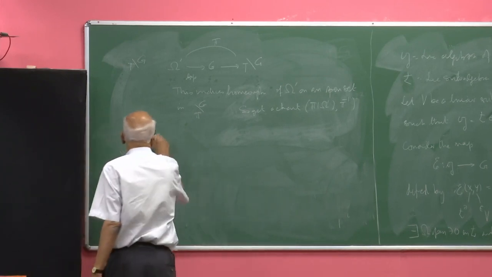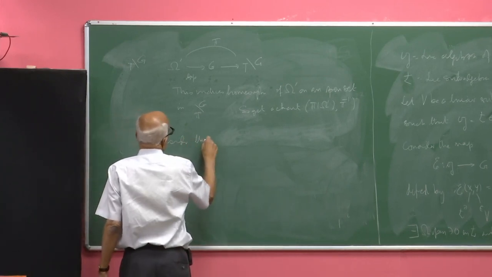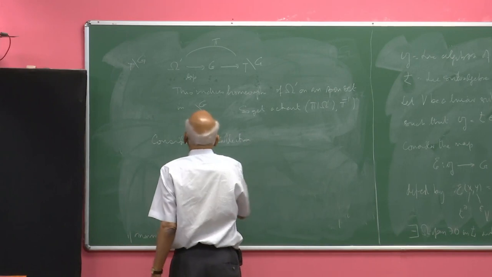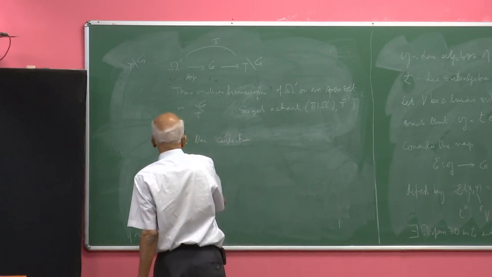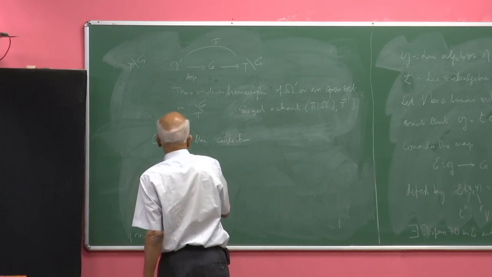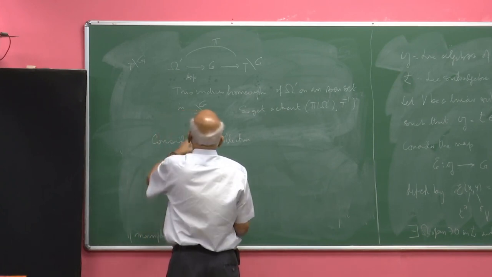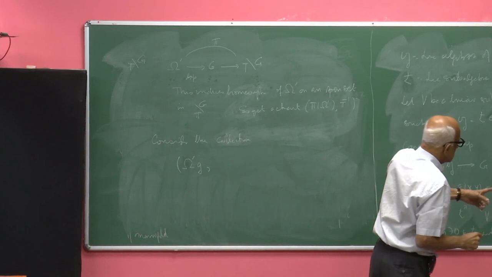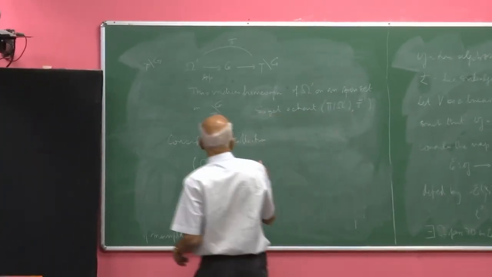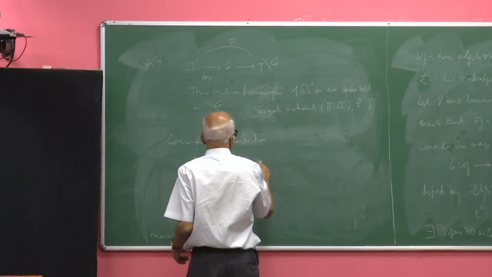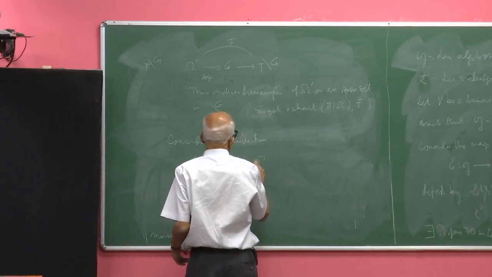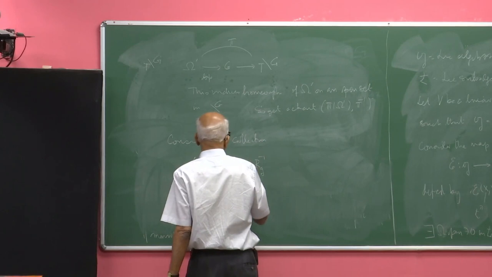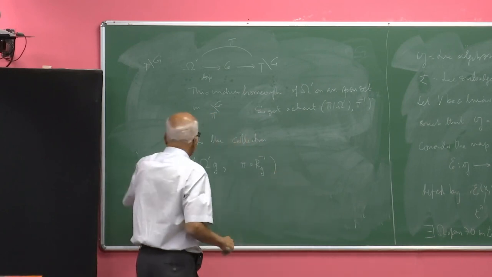now consider the collection G omega prime G, and then R G inverse composed with pi, pi omega prime.